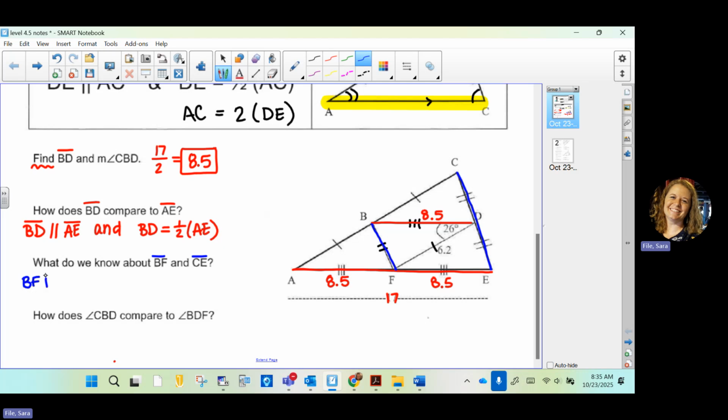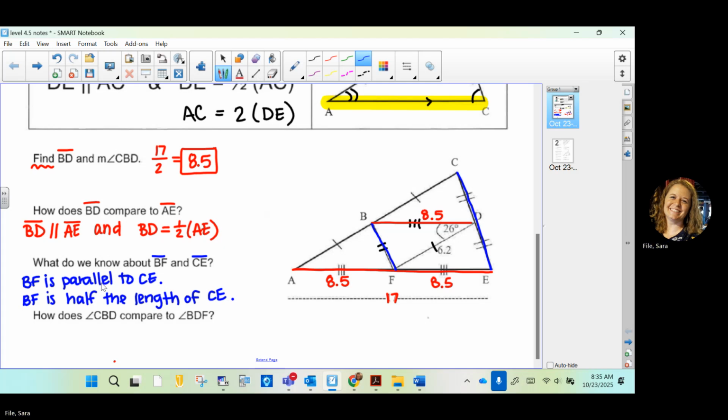So you can say BF is parallel to BE. You can say that BF is half the length of CE. Okay, so when you have a question like this, I don't care if you write it in math terms like we did here in red or in words like we did in blue. Okay, those say the same thing. They tell us the same information.